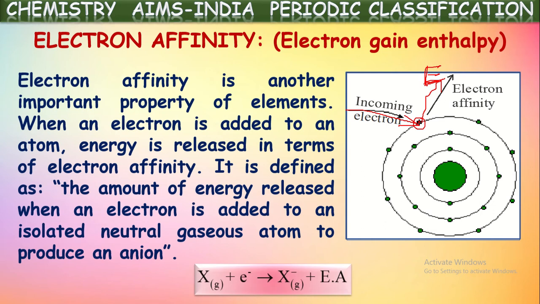So equationally we can represent it like this. Suppose an element in the isolated gaseous atomic form X is taken. If an electron is added, then that atom becomes an anion, that is a negative ion. At the same time, a certain amount of energy is released by that atom, that we call electron affinity or electron gain enthalpy.